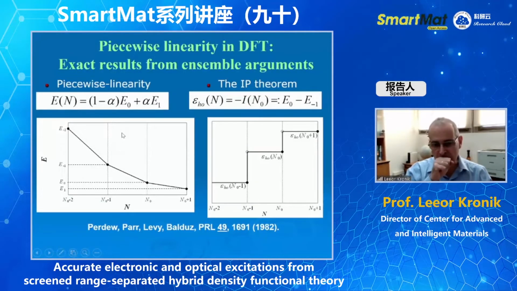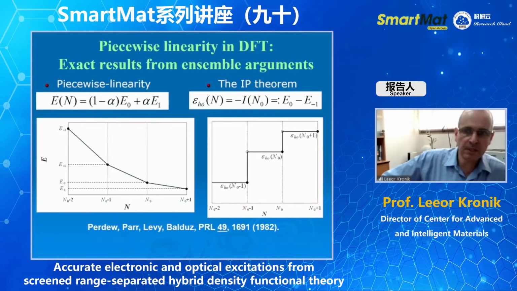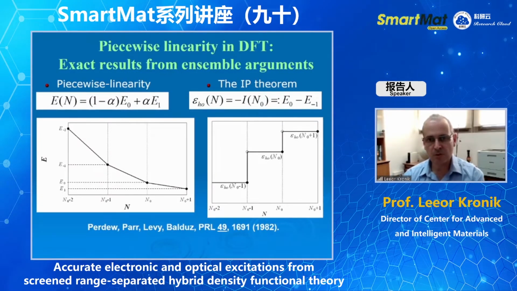Okay, so a crucial concept to understand where all of this is coming from is what's known as piecewise linearity in DFT, which was introduced in this landmark paper from Perdew, Parr, Levy, and Balduz back in 1982. So what's the idea here? The idea is how would the energy change as a function of the number of electrons if the number of electrons is allowed to be fractional. Now you could ask yourself, what does it even mean, a fractional number of electrons? What's the point of having 3 1/4 electrons? There's no such chemistry, right?